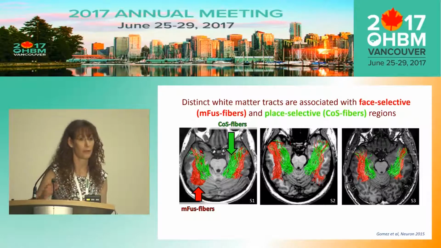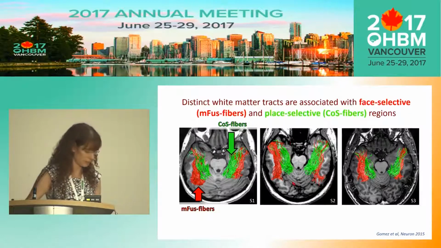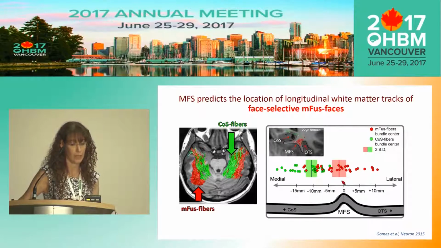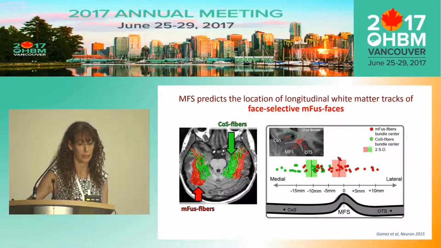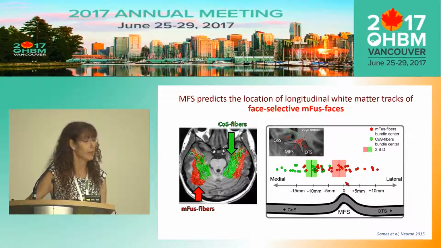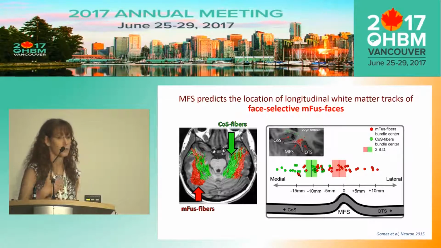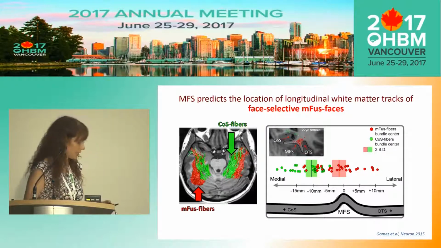So these are largely parallel tracts that segregate information from place and face selective cortex. Interestingly, the endpoints of these tracts, if you look at them relative to the MFS, are also consistent across participants, whereas the endpoints of the tracts associated with face selective cortex really align quite nicely with the MFS, the endpoints of the tracts associated with place selective cortex are 1 centimeter more medially. So there seems to be also a coupling between connectivity and macroanatomy.